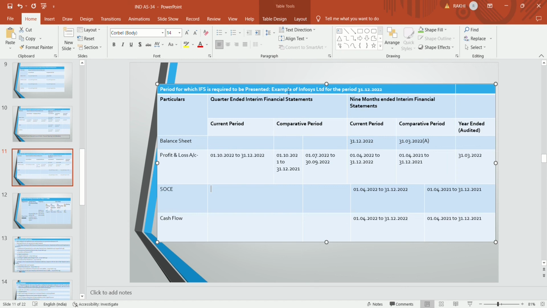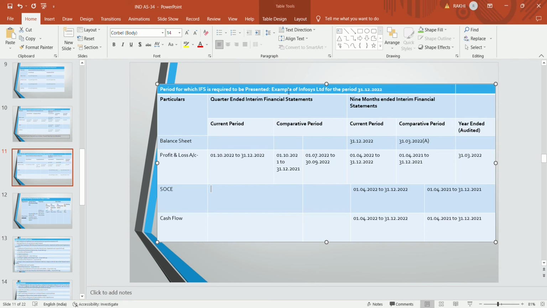that is 1st July 2022 to 30th September 2022. And for the 9 months, they are required to give the financials for the period 1st April 2022 to 31st December 2022, that is the profit and loss account, and in comparative figures, that is last year's comparatives, 1st April 2021 to 31st December 2021.